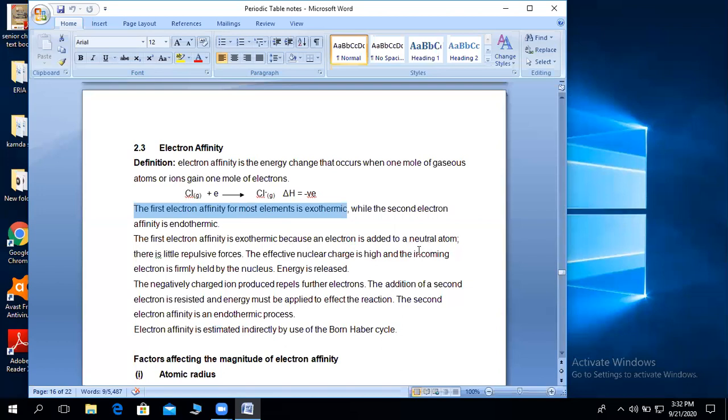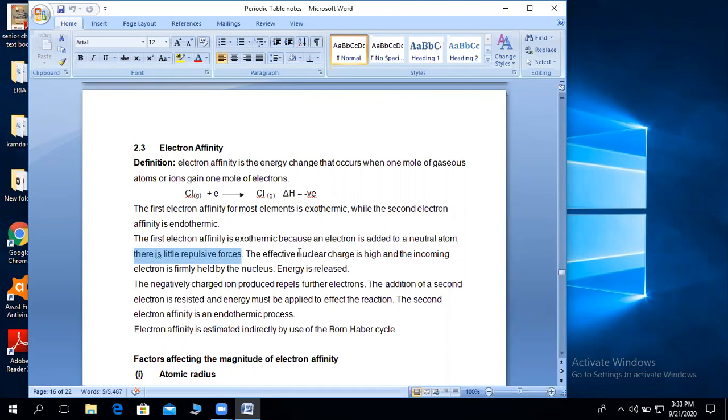An electron is added to a neutral atom containing the same number of protons and electrons. A neutral atom, that's what we mean. It contains the same number of protons and electrons. So there is little repulsive force. This is very important. There is little repulsive force, or that electron is not highly repelled. So the effective nuclear charge is high, and the incoming electron is firmly held by the nucleus.